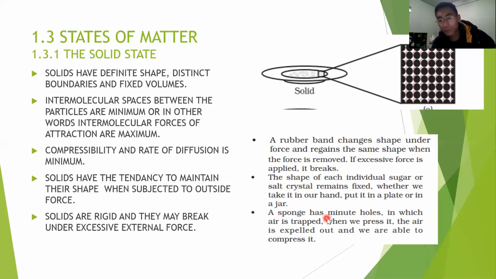Now, a sponge has minute holes in which air is trapped. When we press it, the air is expelled out, and we are able to compress it. In a sponge, it's just that it has got holes, and when it is pressed, the gas is just expelled out. That is why, even though it is a solid, it can be compressed.